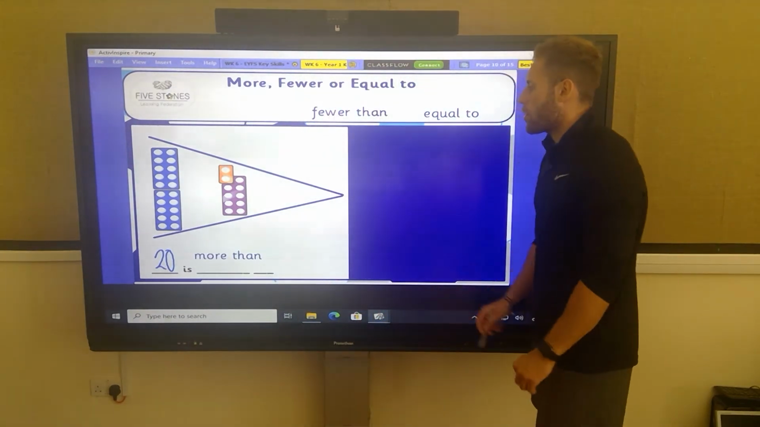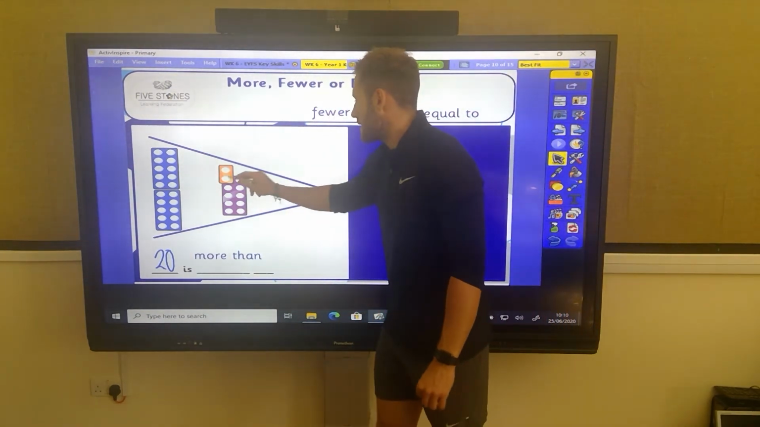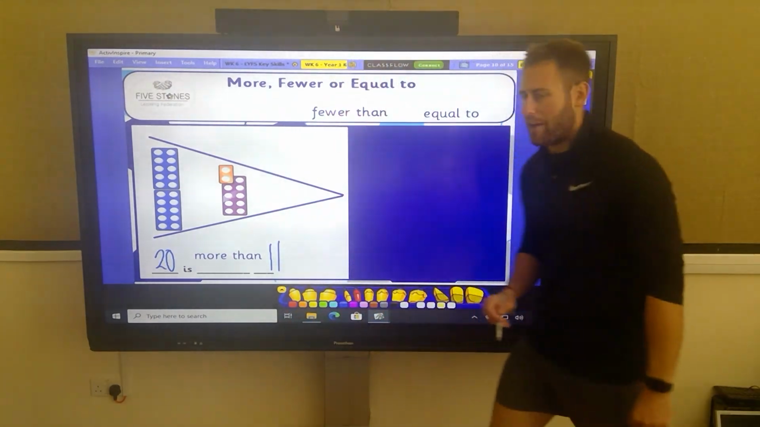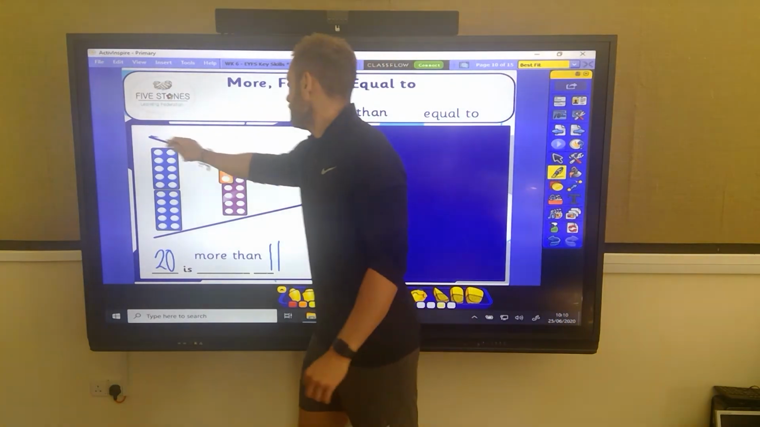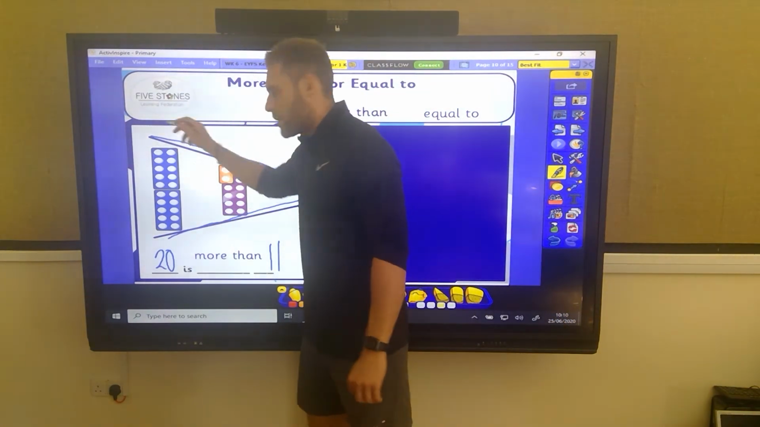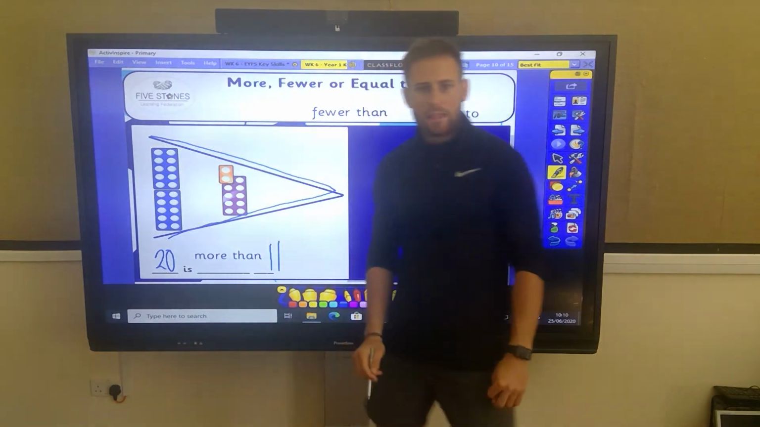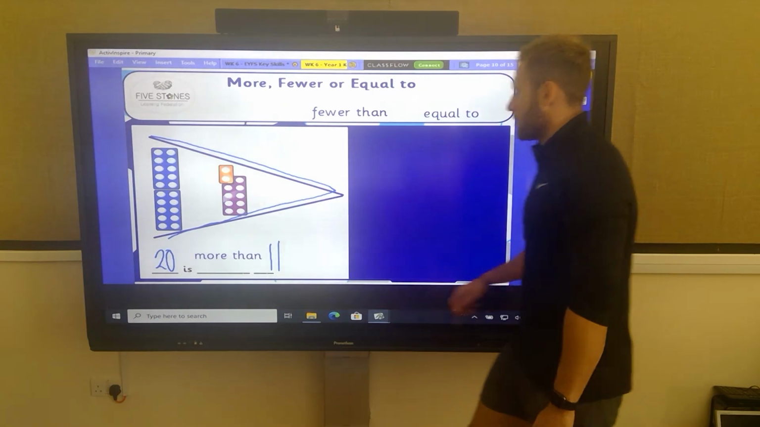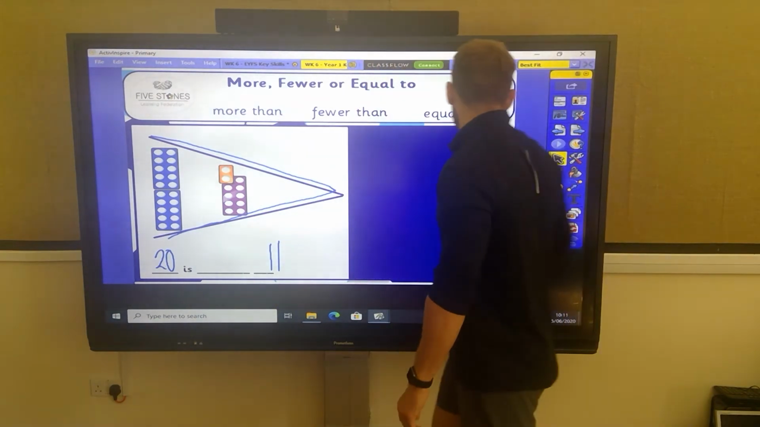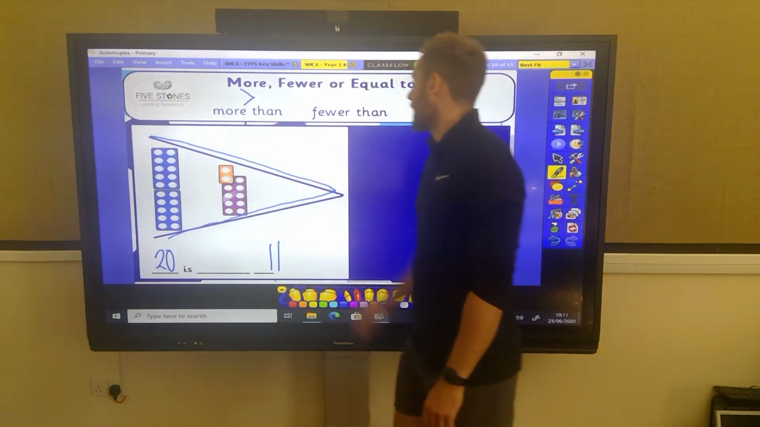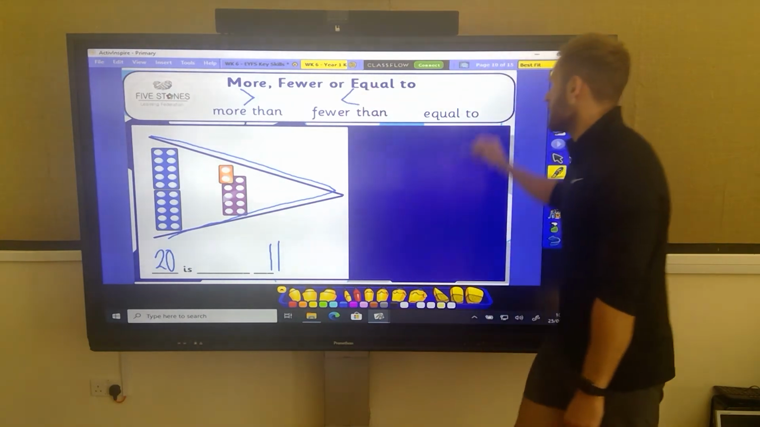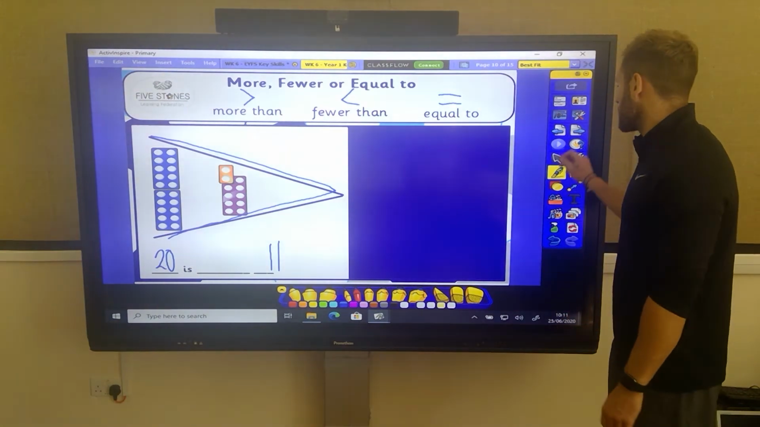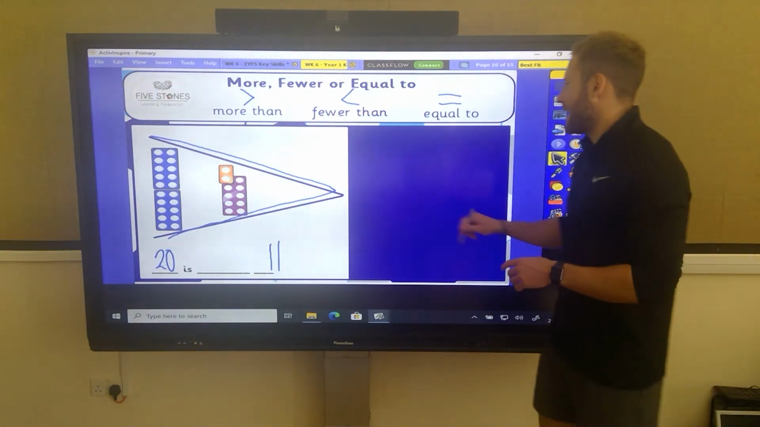20 is more than 9, 10, 11. 20 is more than 11. And this is what we call the more than sign, because we can fit more in that part. 20 is more than 11. Fantastic. So we've got 20 is more than, it wasn't fewer than, and it certainly wasn't equal to 11, sorry, it was more than 11.